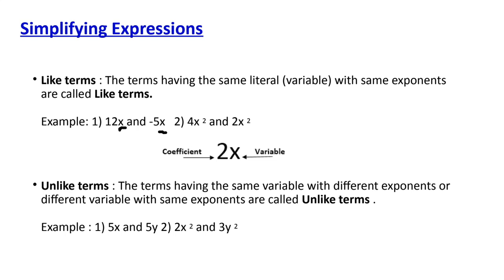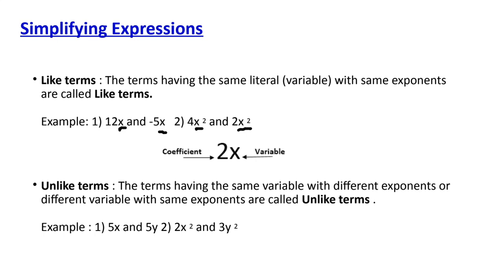In example 2, we have 4x squared and 2x squared. The exponents didn't really come out super clear, but those 2's are exponents. So my x to the power of 2 and my x to the power of 2 are like terms because the letter and the exponent are exactly the same. Unlike terms are just the opposite. They might have the same variable but different exponents, or they just have different variables altogether. So those are unlike terms.